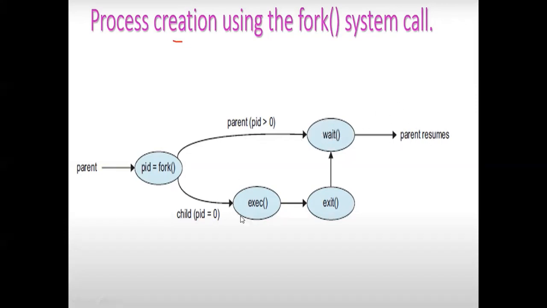And here you can see, after the child process is created, it can execute its own program code using the exec system call. After the child process has completed its execution, it moves to the exit state, and then the parent process can resume its execution.